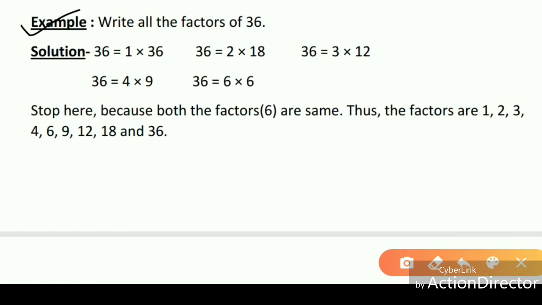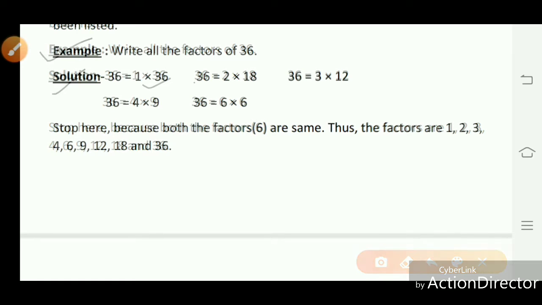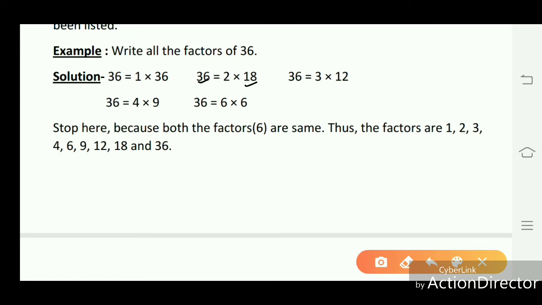Example, write all the factors of 36. Here is the solution. First we divide the number by 2, then 3, then 4, then 5, then 6. So first we divide the number by 1, and 1 divides 36 in 36 times. So we write here 36 equals 1 multiplied by 36. Now second, 36 equals 2 into 18, because 36 divided by 2 is 18 times. So we write 2 multiplied by 18, then divide by 3.